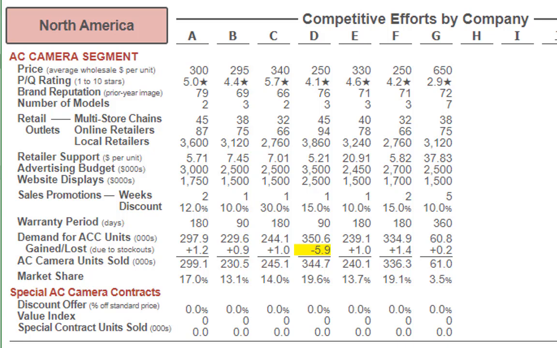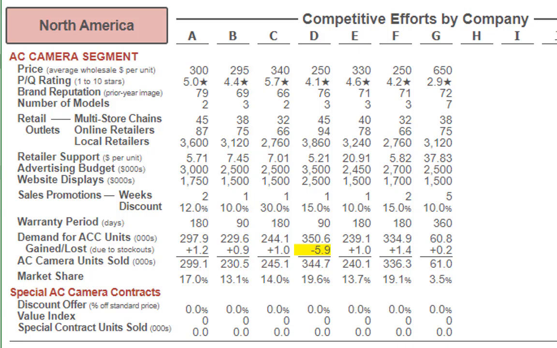And if you look at the PQ rating, they have a 5.7 with a $340 price, and Company G has a $650 price with a PQ rating of 2.9. Right there tells you everything you need to know about why they're as low as they are. Why would they sell cameras at $650 when I could buy one for $340 with a better PQ rating?